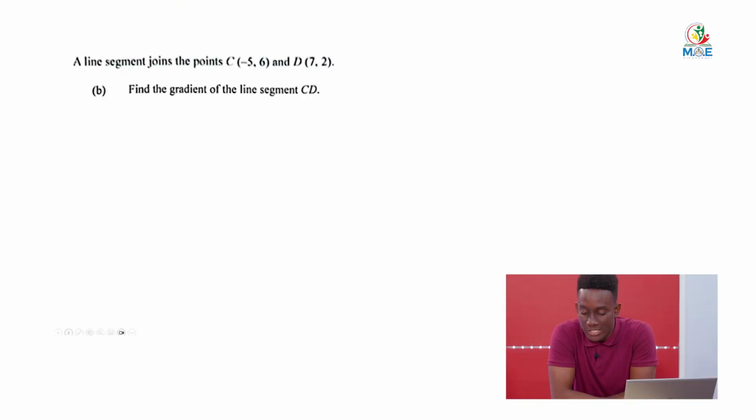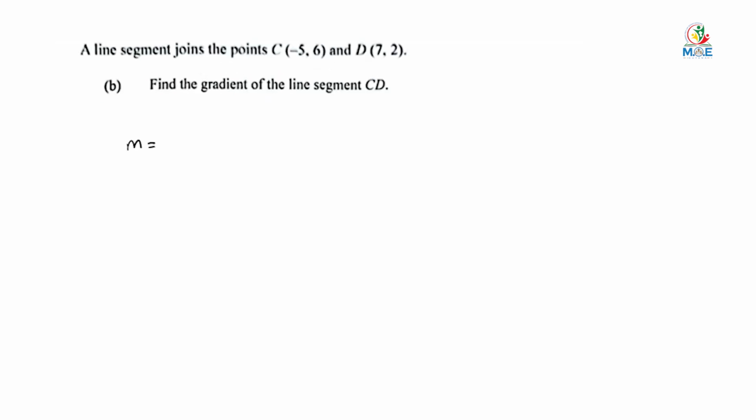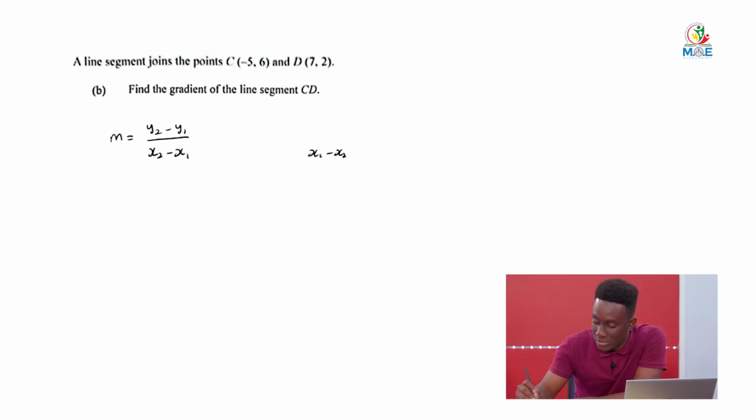The next question says, find the gradient of the line segment CD. To find the gradient, in this case it would be represented by a small m. The gradient is the change in y over the change in x. So the change in y would be y2 minus y1 all divided by x2 minus x1, or it can be y1 minus y2 over x1 minus x2. It really and truly doesn't matter which one they put for us.